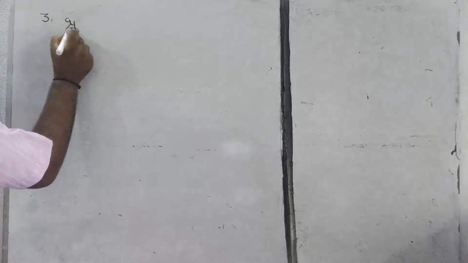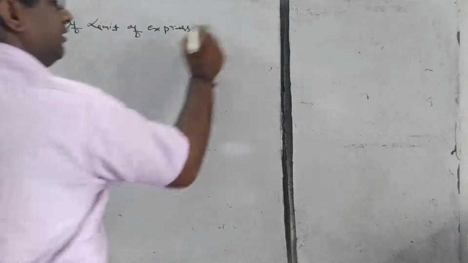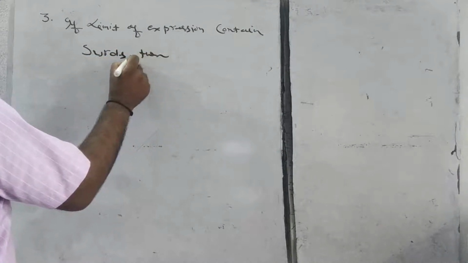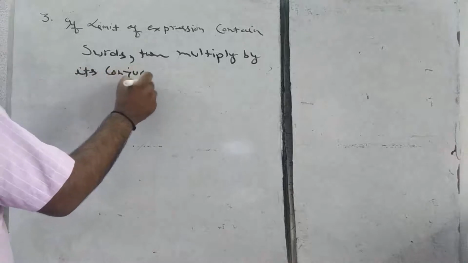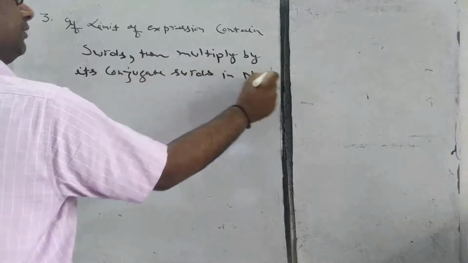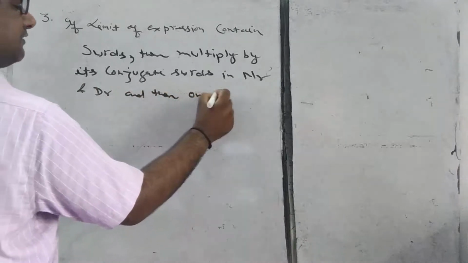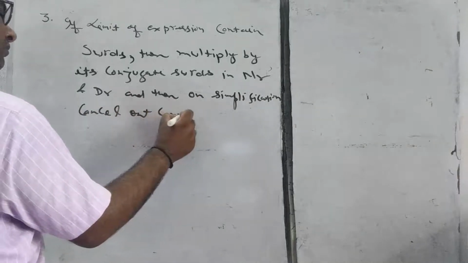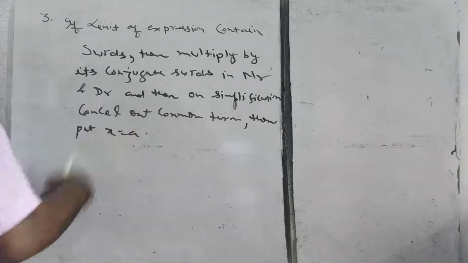Third one, if the limit of an expression contains surds, then multiply by its conjugate surd in numerator and denominator, and then on simplification cancel out the common term, and then put x equal to a.